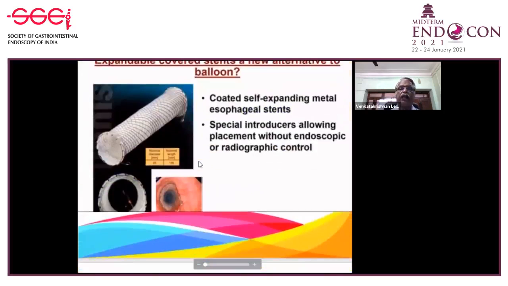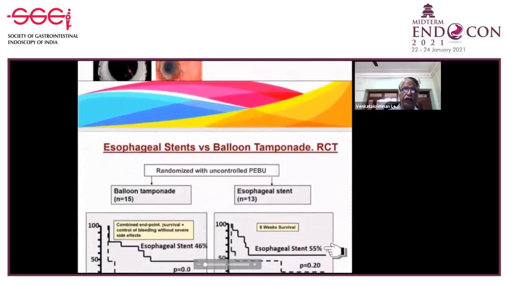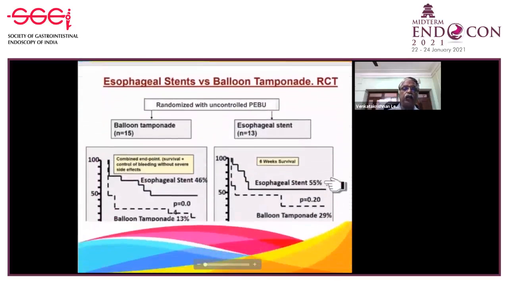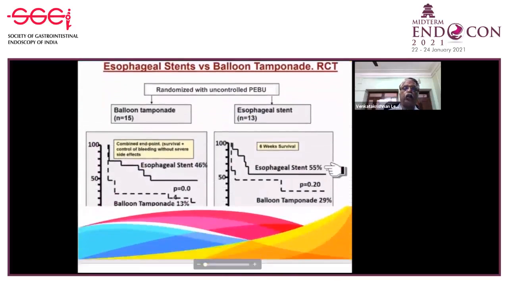Expandable covered stents: other data shows the coated self-expanding metal stent, called esophageal stents. Special introducers allow placement without endoscopy, and these stents can be removed after 2 weeks with complete healing of esophageal ulcers. And this is a randomized controlled study, and an uncontrolled study with balloon tamponade and esophageal stent. We found that the combined endpoint survival of the esophageal stent was 46%, and 6 weeks survival was better with esophageal stents than balloon tamponade.